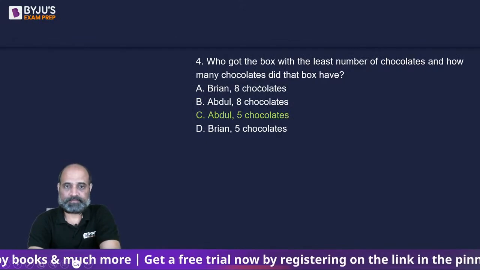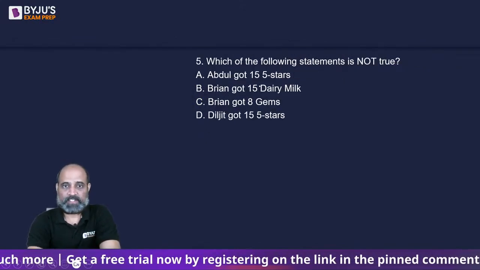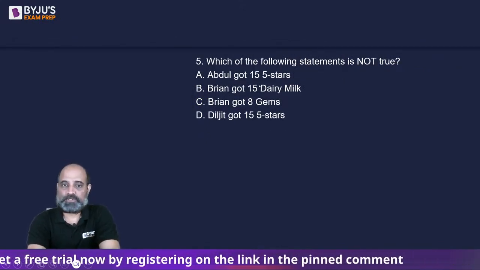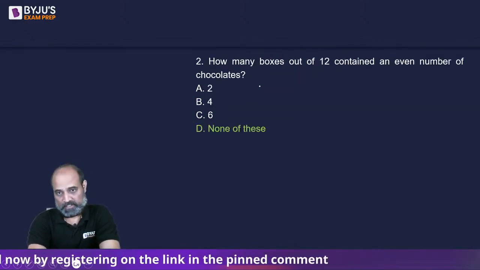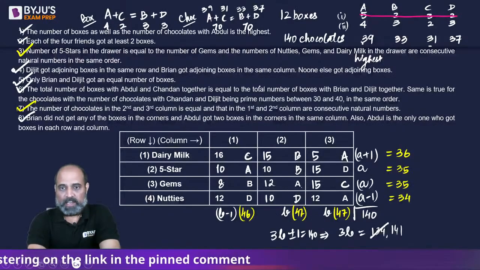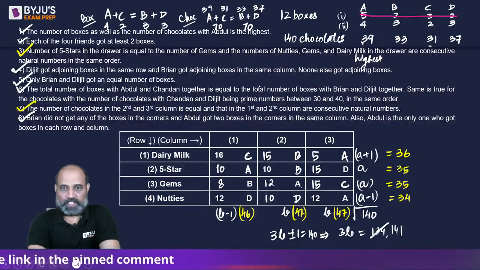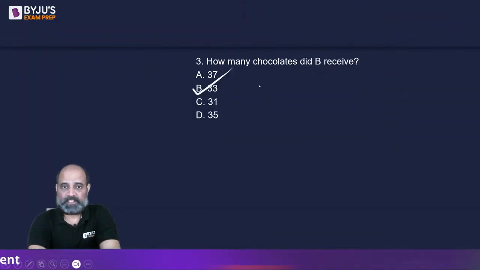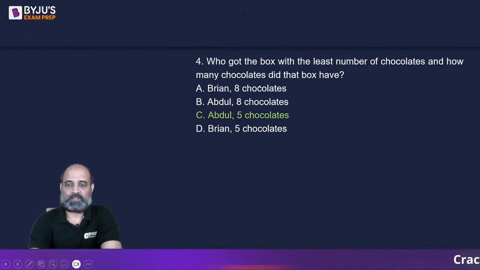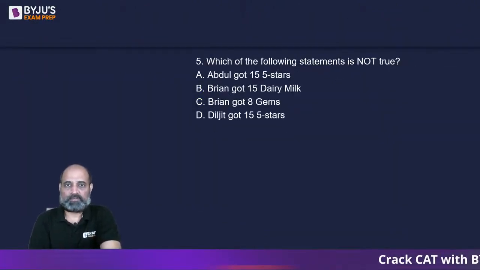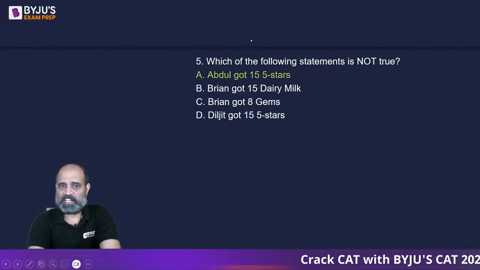Which of the following statements is not true? Abdul got 15 5 Stars. Let's check. Abdul got 15 5 Stars. No, Abdul got 10 5 Stars, right? So A. No need to check further.